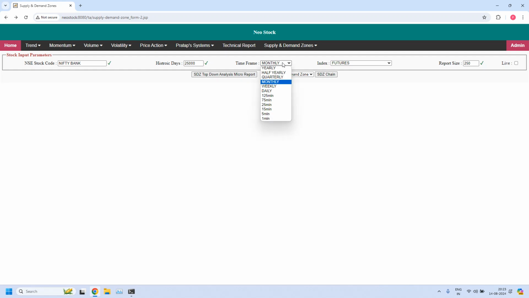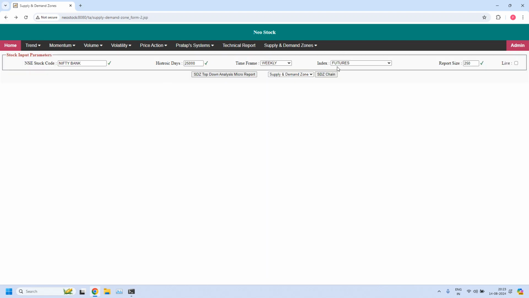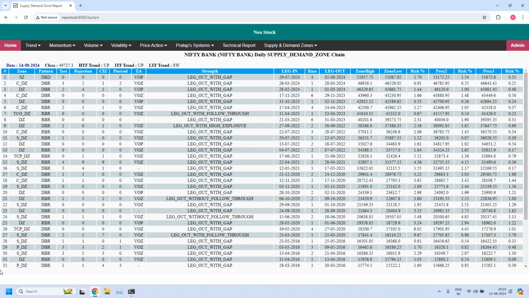Next time frame is weekly. I am generating weekly supply demand zone chain for Bank Nifty. And the next time frame is daily. I am generating daily supply demand zone chain for Bank Nifty.